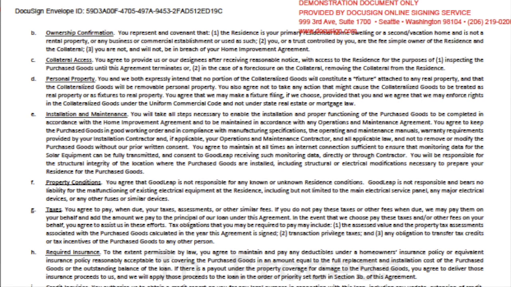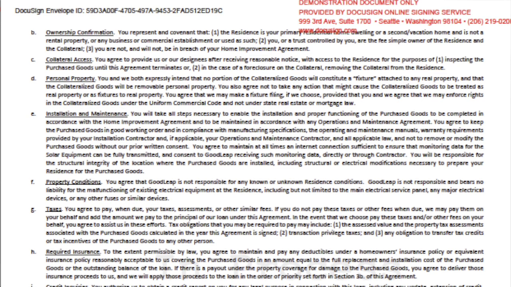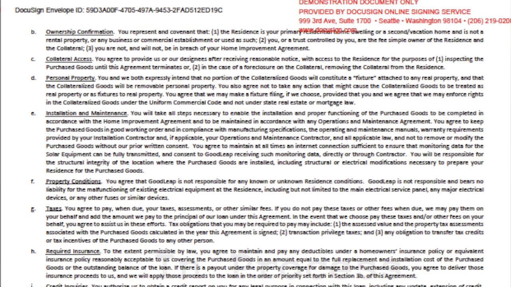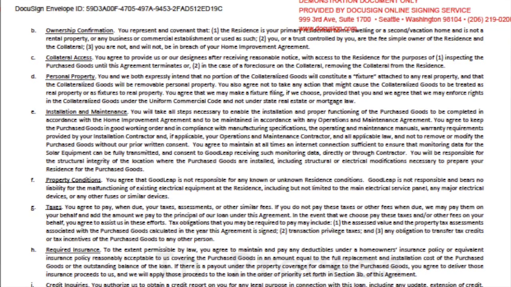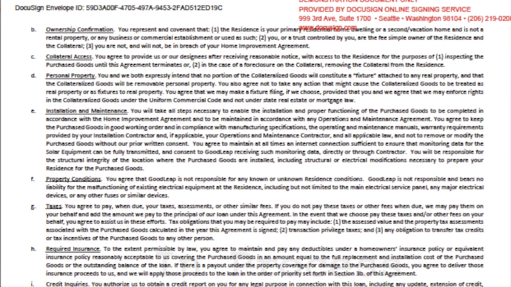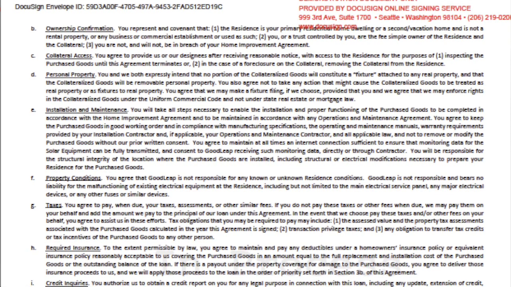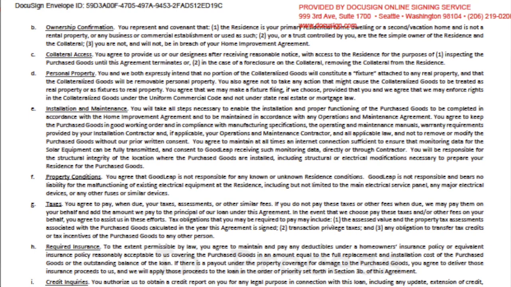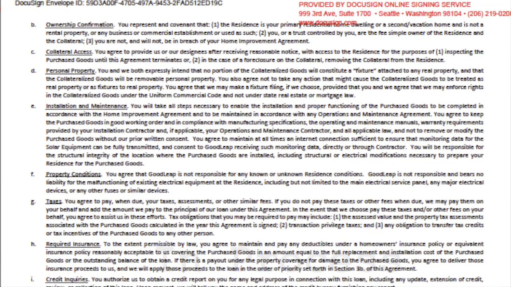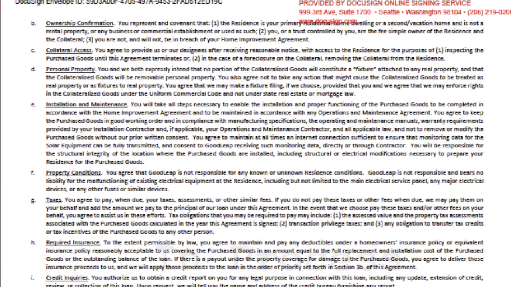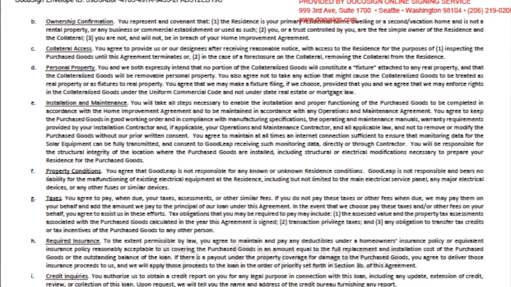Ownership confirmation. So just you own the property, right? This is your property and you said it is your primary or second home. Let the lender have access to the collateral. So again, service, inspection, maintenance, things like that. Let's see, no portion of the collateral is good as well.